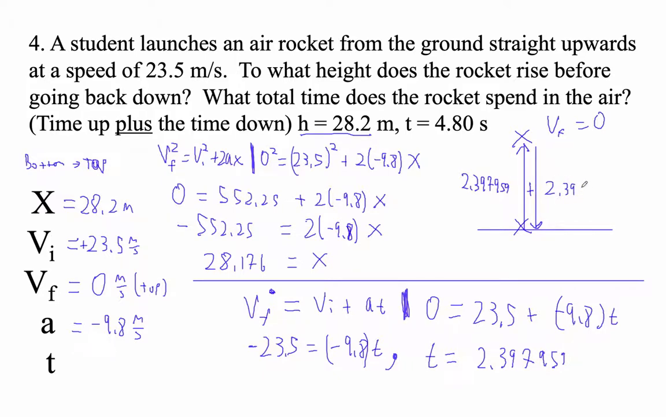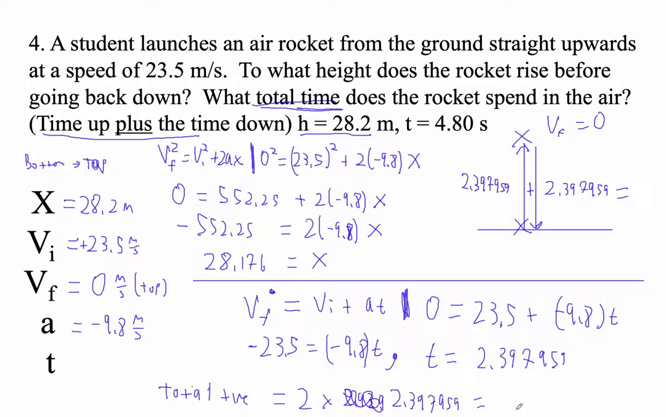So 2.397959, this plus this, I'm just going to multiply by 2. So times 2. Because notice it says time up plus time down: what total time does the rocket spend in the air? Total time is 2 times 2.397959, and that is 4.7959 seconds, which is about 4.80 seconds total time in the air.